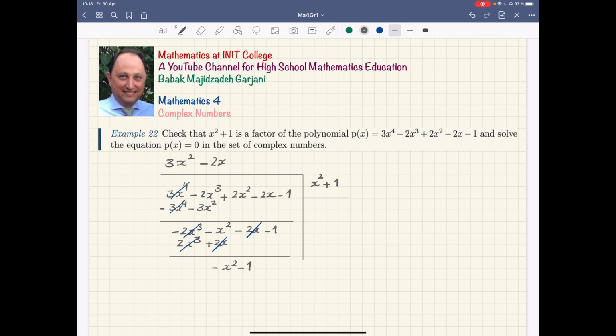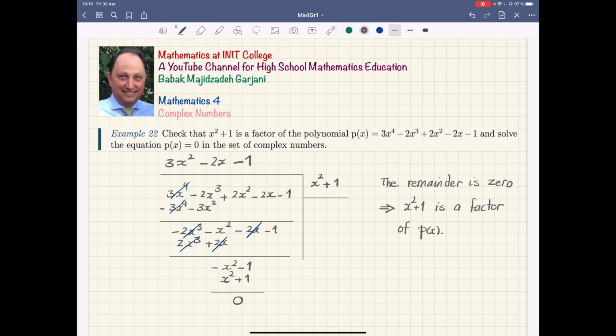And I repeat the process. I take the first term, and I take the first term, I divide them, it becomes negative 1, I put negative 1 here, and then I multiply it and change the sign. So it becomes positive x squared, positive 1, and as claimed in the problem, you see the remainder is 0. Because the remainder is 0, this means that x squared plus 1 is a factor of P of x.